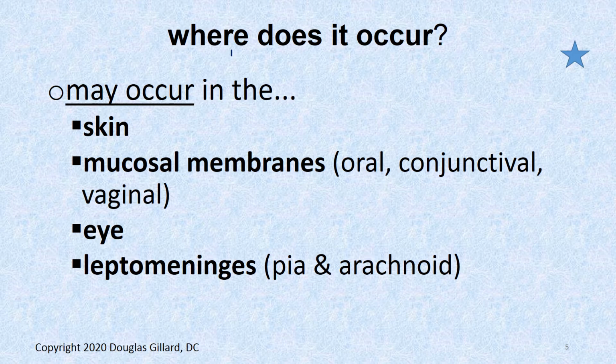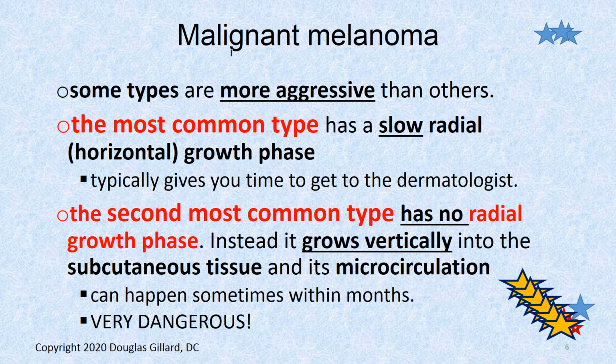Where does it occur? It's seen on the skin. It can be in the mucous membranes, so sometimes it's very difficult to see. It can be in the eye, can be in the leptomeninges. What's the leptomeninges? That's collectively the pia mater and the arachnoid mater. So that's one word for those. Some types of it, we'll look at the types in a second, but some types are more aggressive than others.